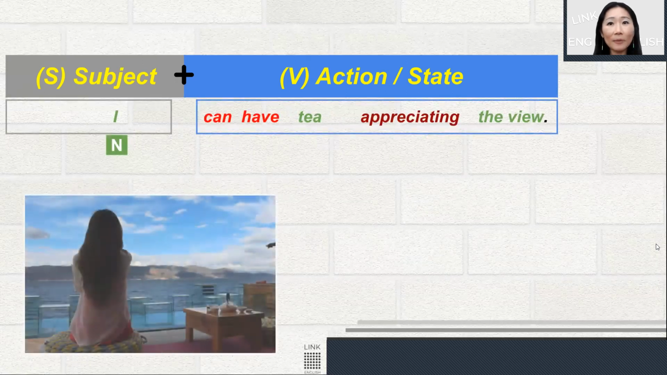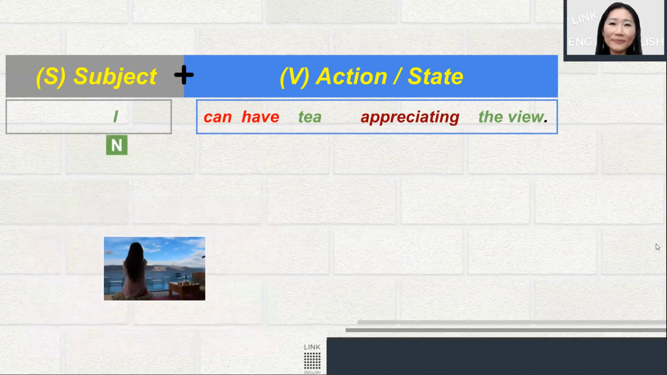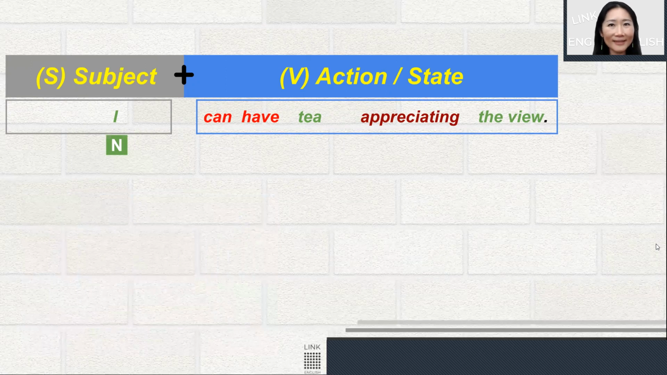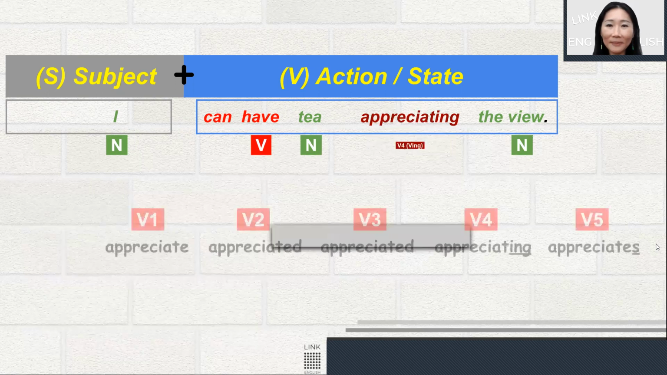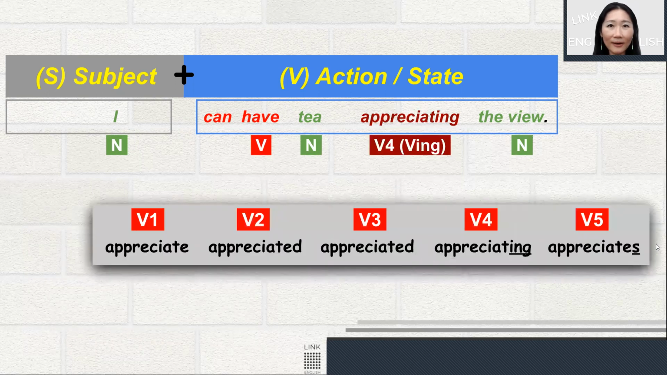I can have tea appreciating the view. This is a special case. When the second action is used to add information to the first action, or the two actions are happening at the same time, then the second verb takes this form, V4, appreciating.